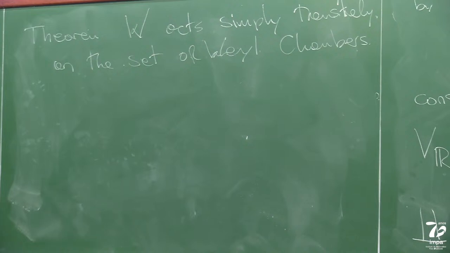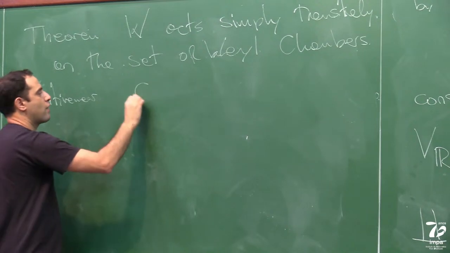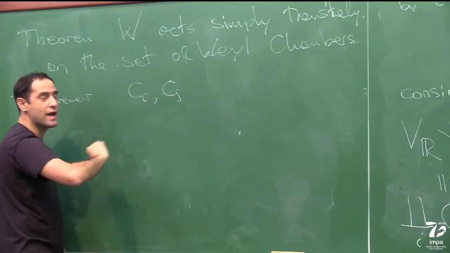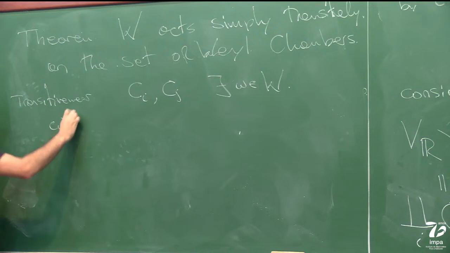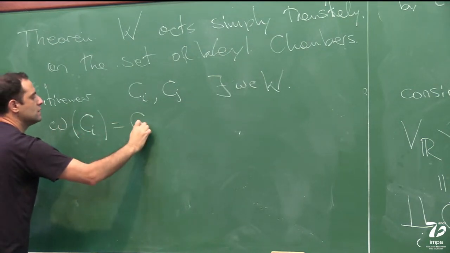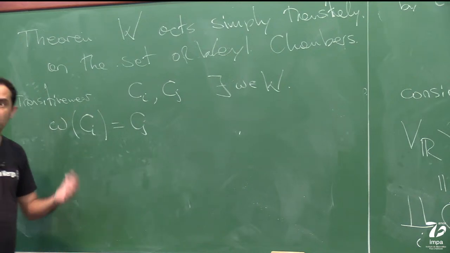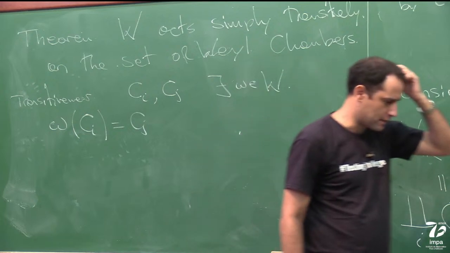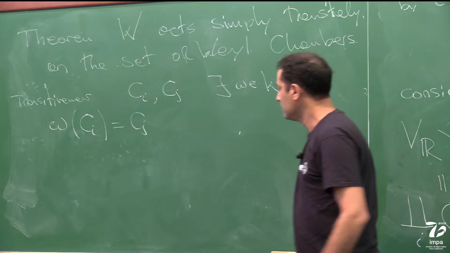So to prove transitiveness, I need to check that for any two chambers, C_i and C_j, there exists an element of the Weyl group such that that guy applied to C_i is equal to C_j. Simpleness means that if I have an element of the Weyl group that fixes C_i, then it's trivial. Or, in other words, that this W is unique. But let's prove this first.